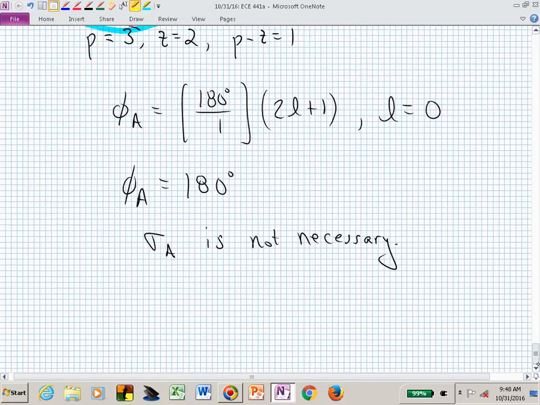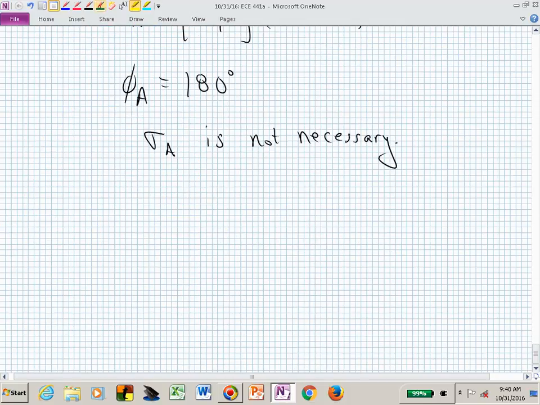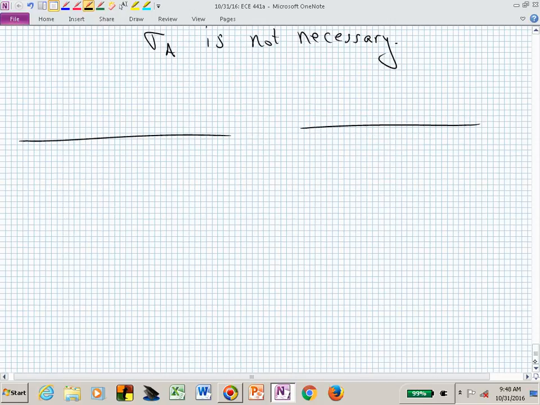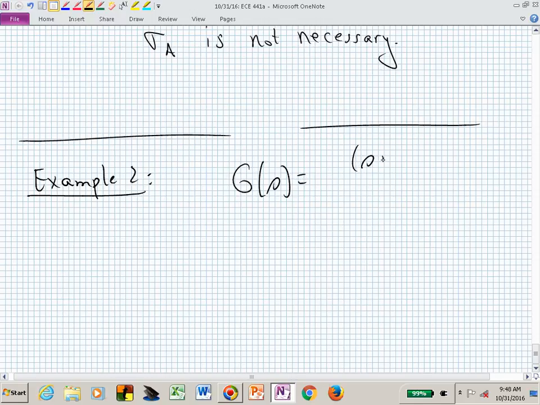Let's do another example. That one was kind of boring because where was our asymptote? It was at 180. So let's look at another example. Let's call this example 2. And let's say that now we have an h that's 1, and let's say our g of s is s plus 1 over s plus 4, s plus 6, s plus 10.